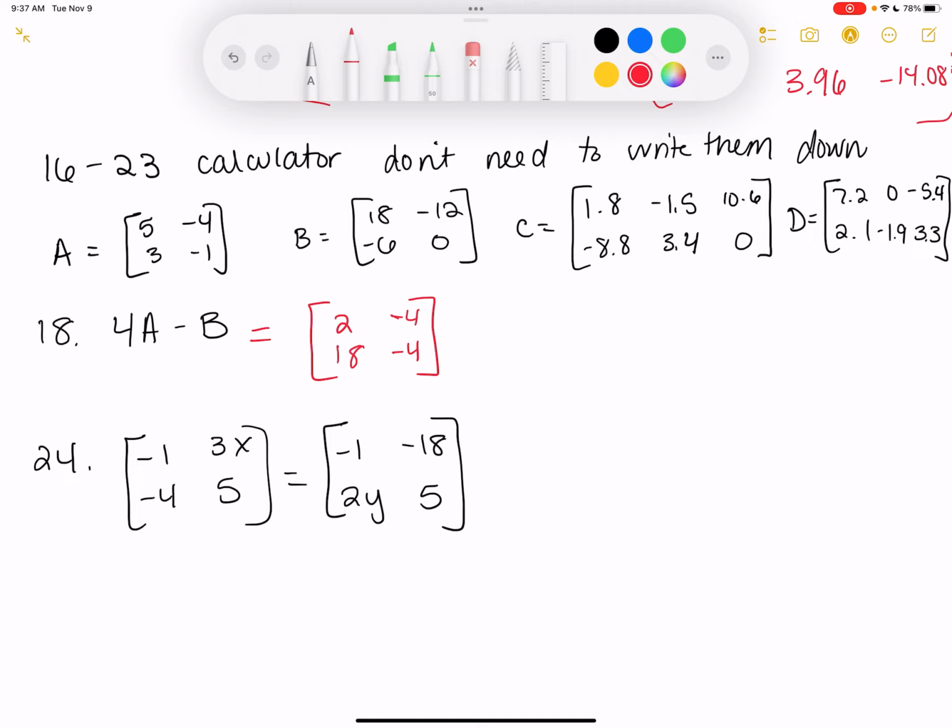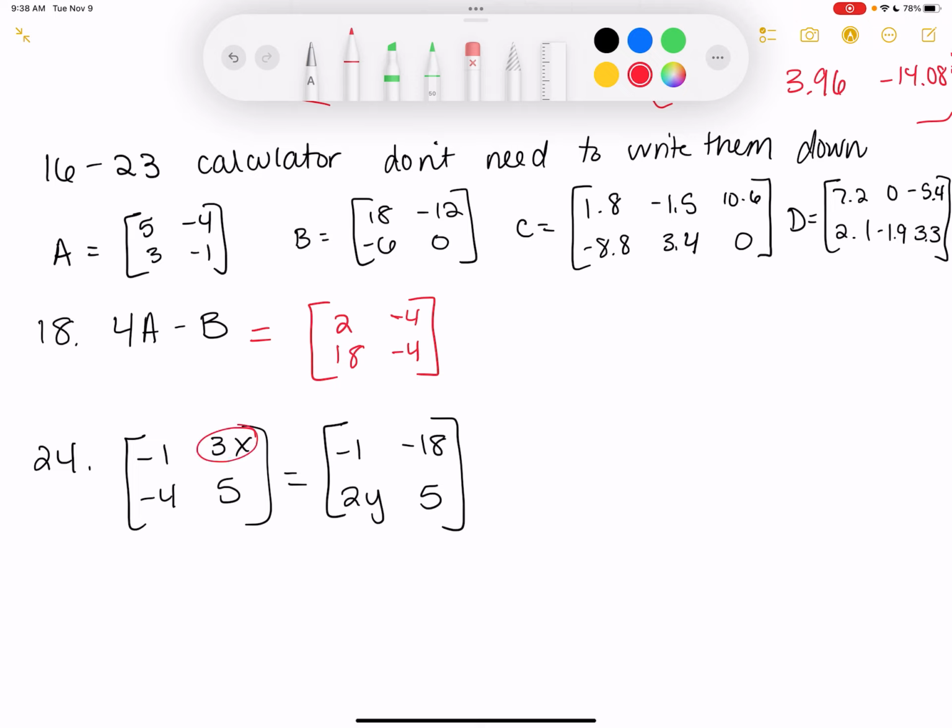Something to do with the same number. If the numbers are in the same place, you can determine what it is. Like that negative 1 and the 5 are in the same place, and both are the same. So we can determine that the x is negative 6 because if you multiply 3 by negative 6, that's negative 18.